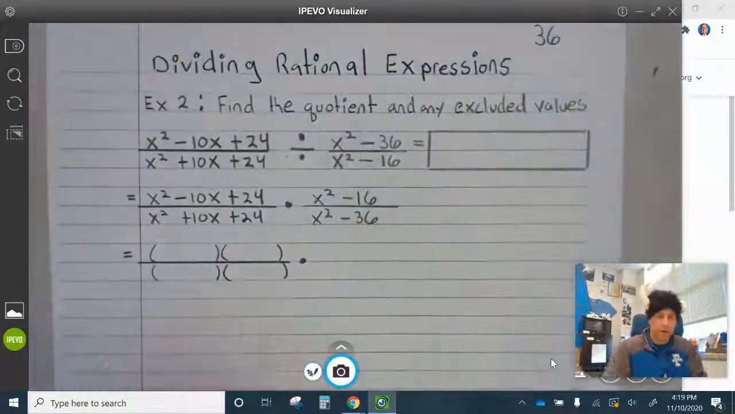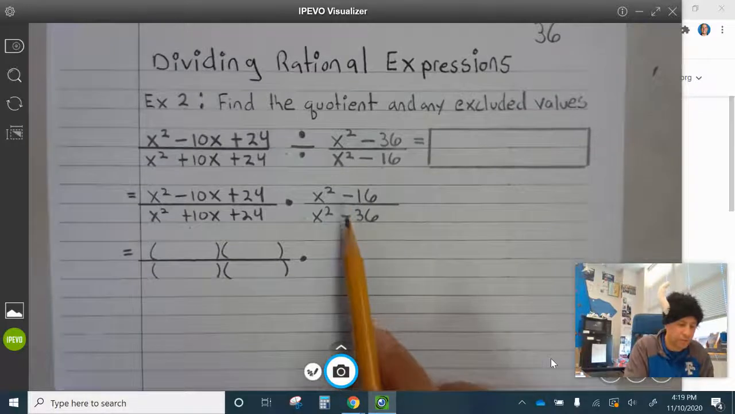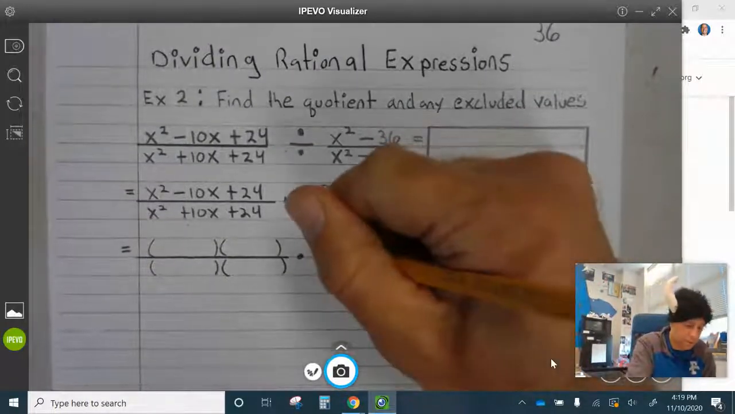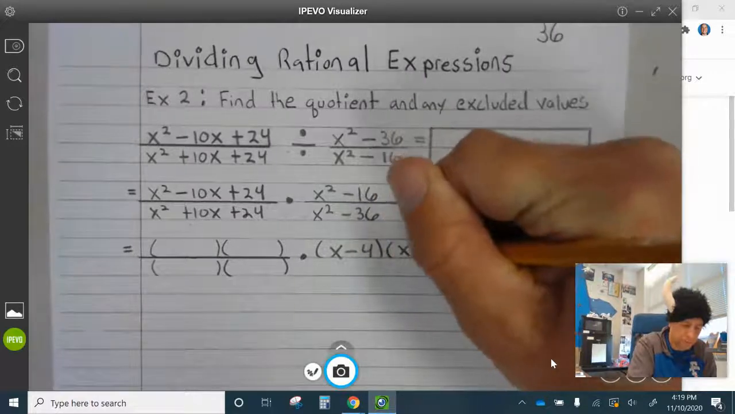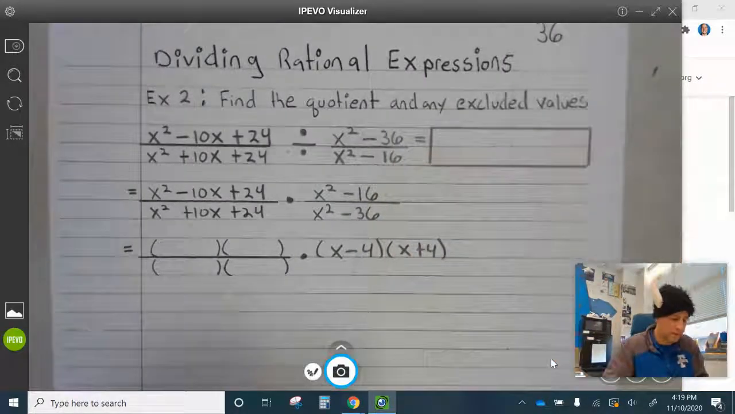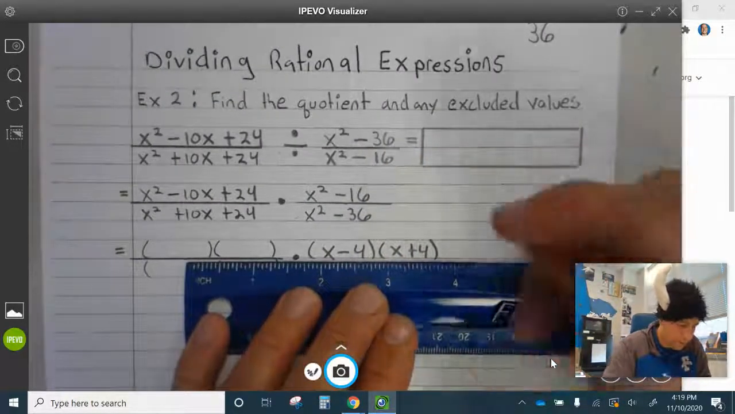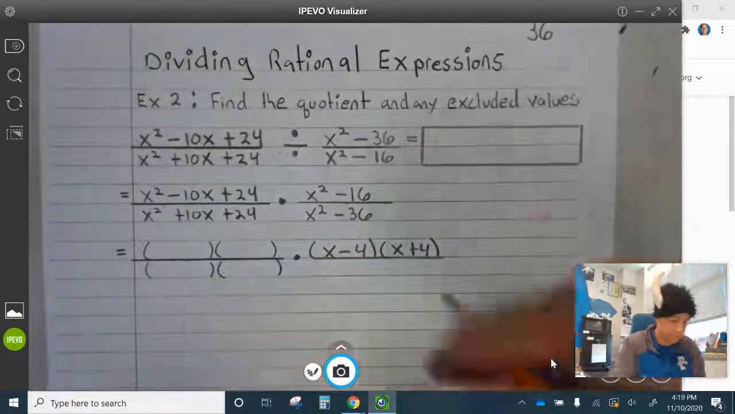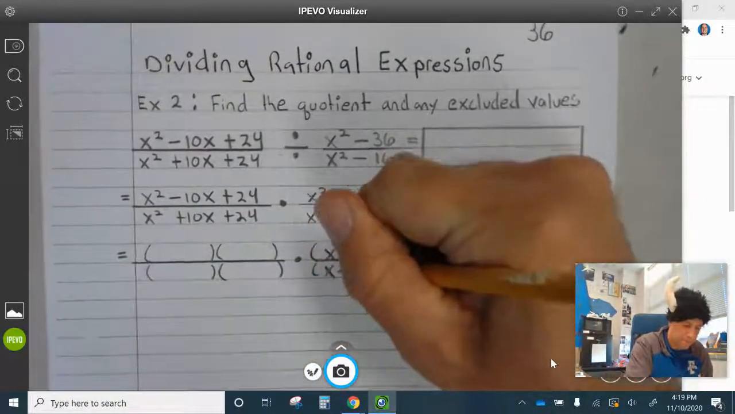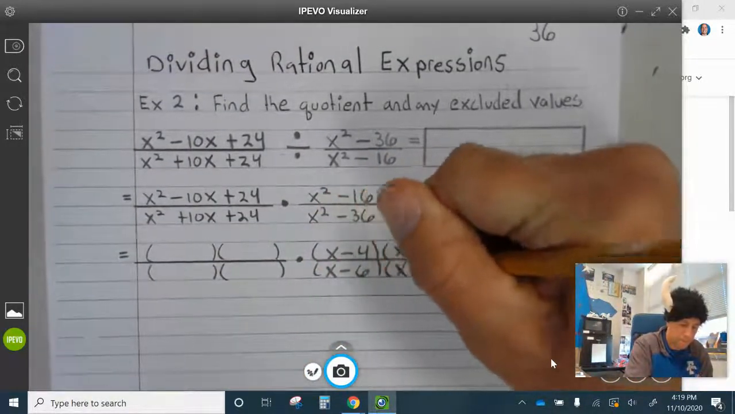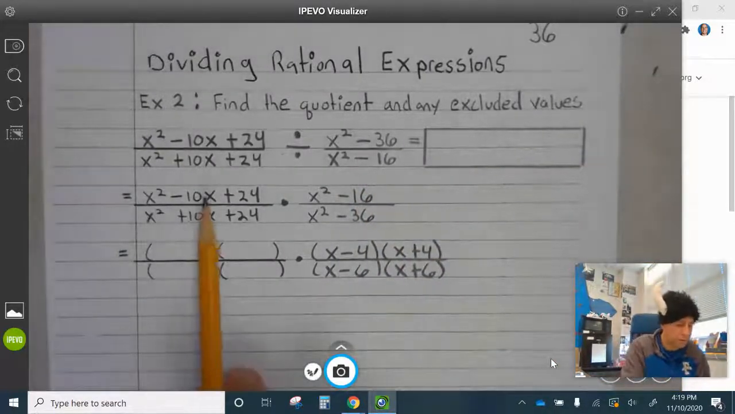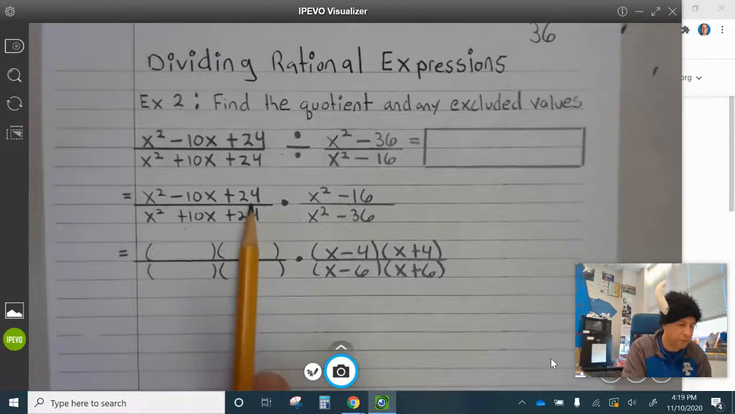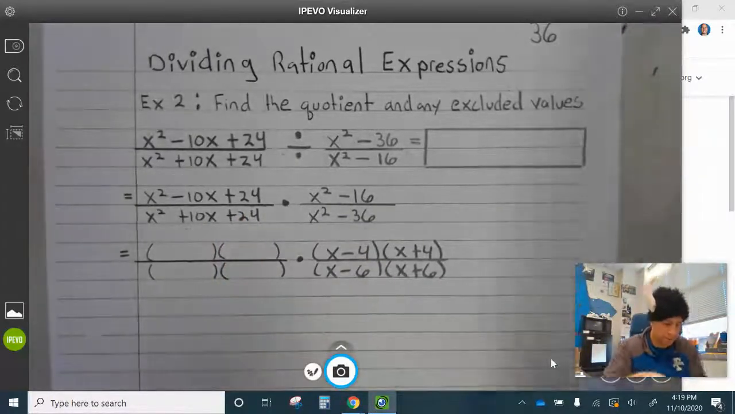Times, now these are unique in that this is a difference of squares and this is a difference of squares. So this is x minus 4, x plus 4, and then that's x minus 6 times x plus 6. Okay, now we need to come back and factor this. We need to find out what numbers multiply to give you 24 and combine to be negative 10.